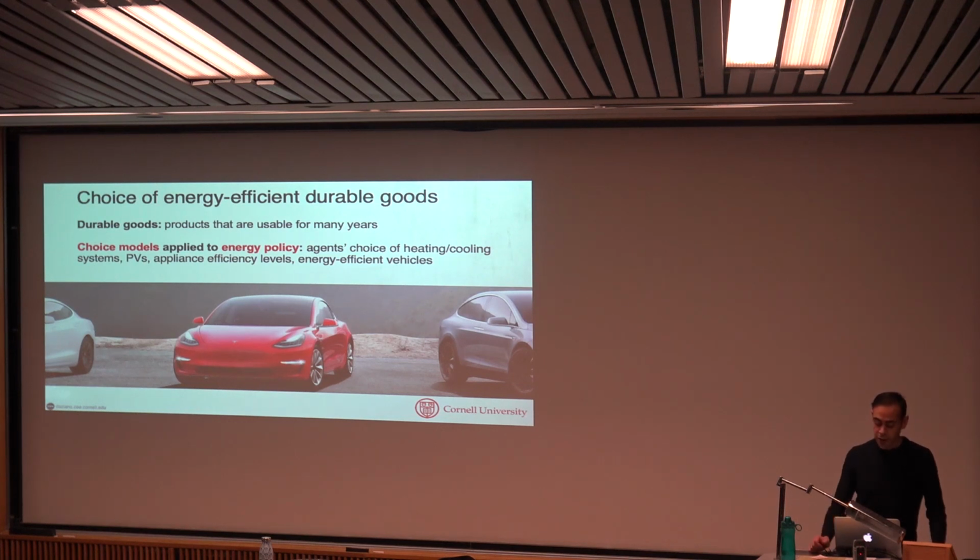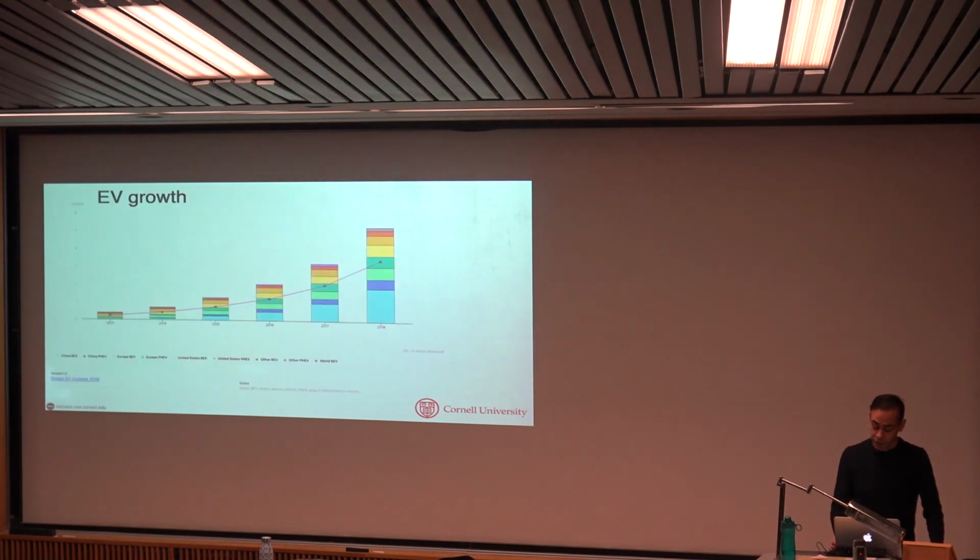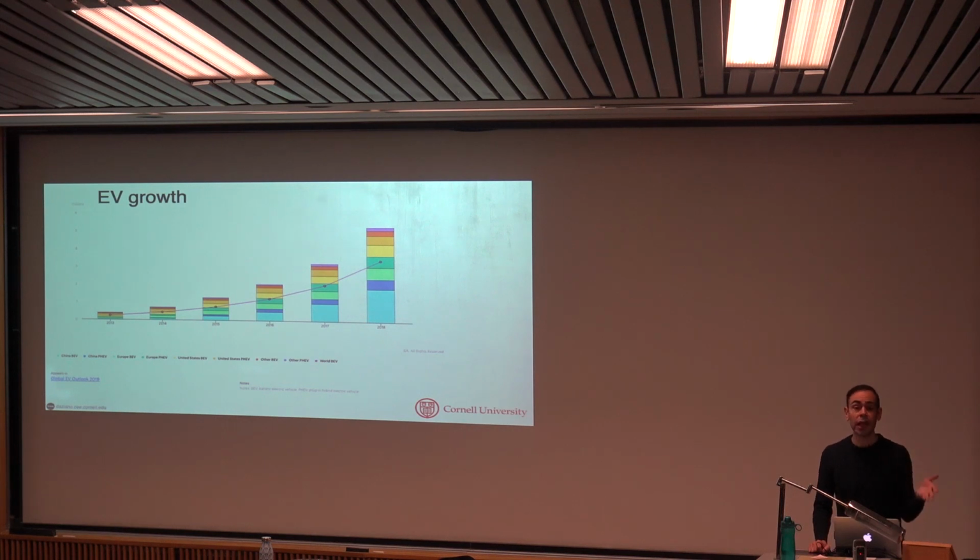In particular, regarding this choice of durable goods in the energy market, I mentioned cars are a very specific example. And if we're talking about cars, as David was mentioning, one alternative is to go electric. Electric cars are growing a lot. The market for electric cars is growing intensively. So here we have how that trend is growing worldwide.